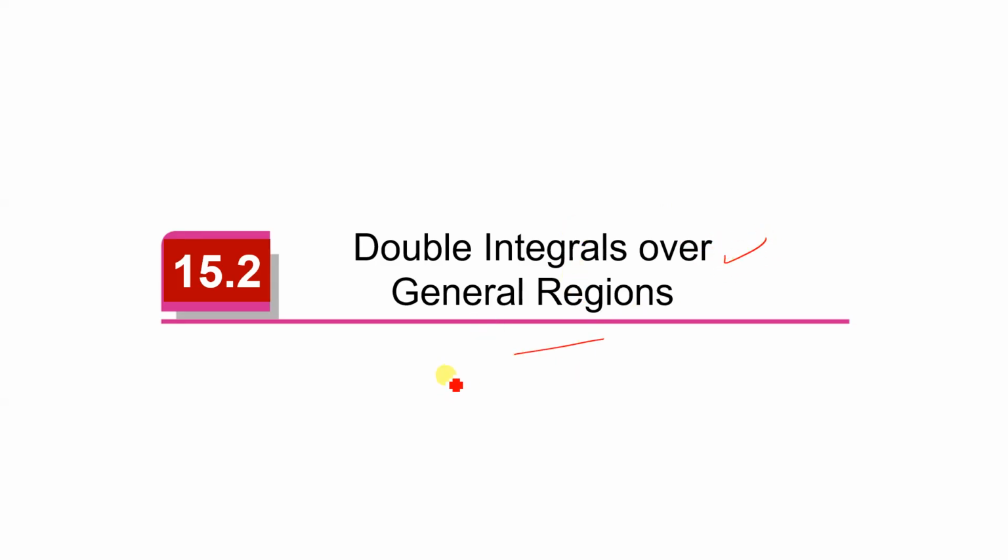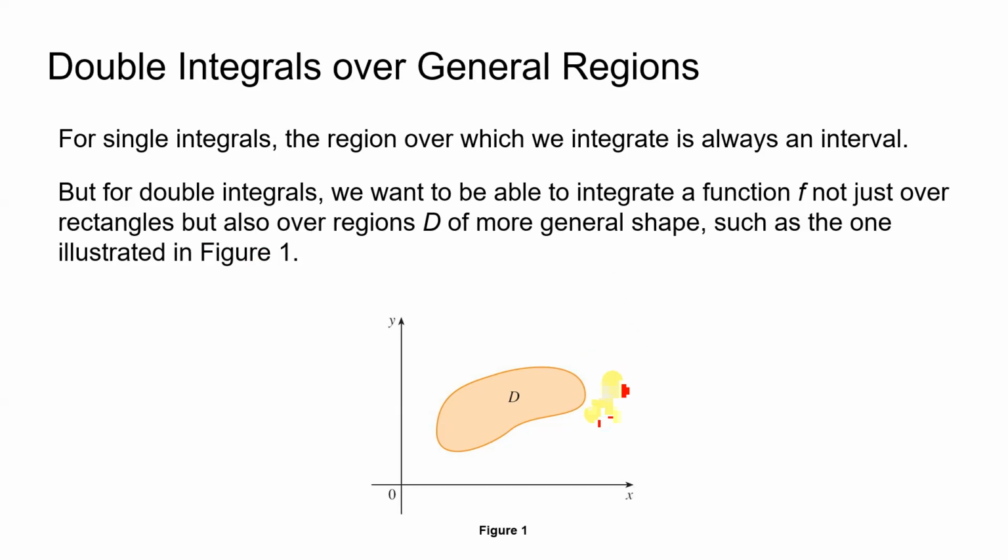Today we are going to learn how to evaluate double integrals over general regions. That is, the regions which are not rectangular regions. These are called general regions. This is how a general region looks, which is not a rectangular region.